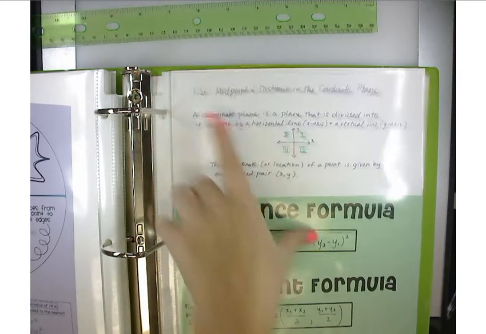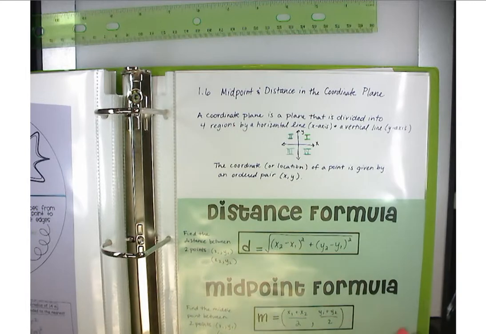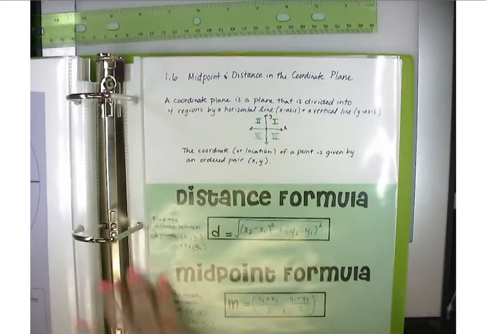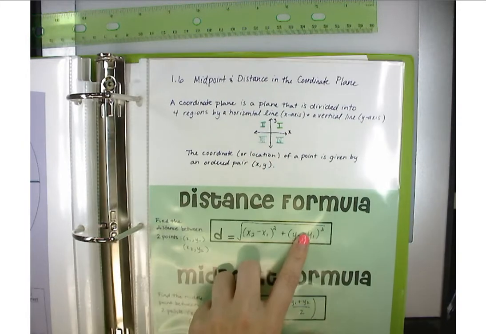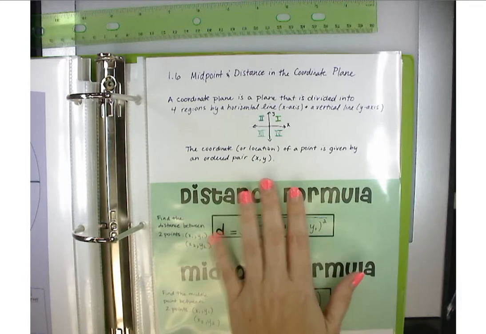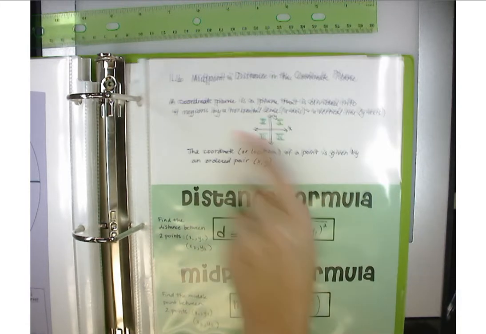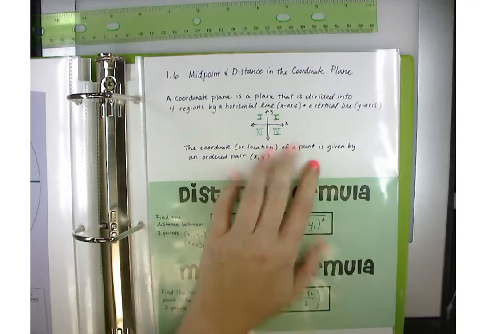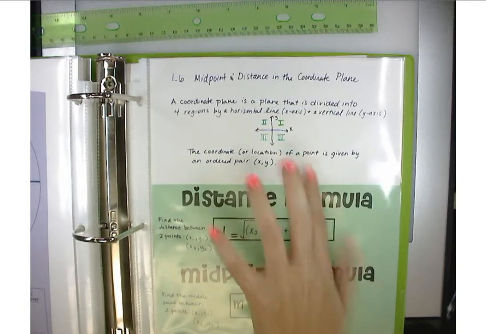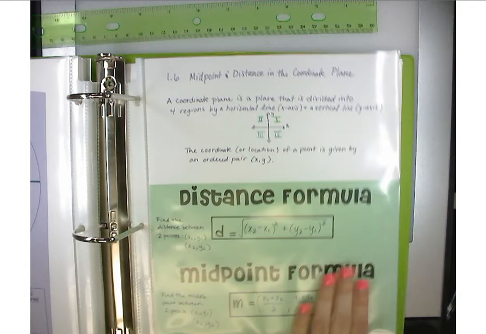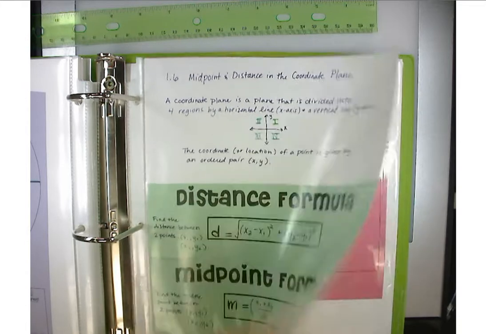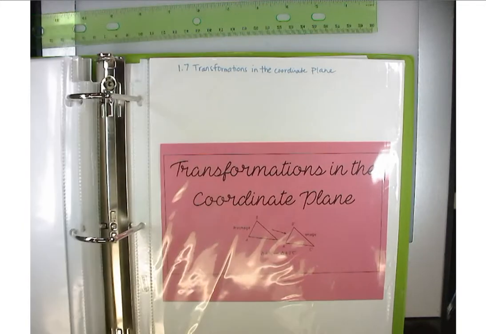And then for 1.6, the midpoint and the distance, we have a few notes here, and then we have our foldable. Again, if you couldn't fit this horizontally, if you have this on the front side, and then you put this on the next page, that would be fine. And that's all we have for 1.6.